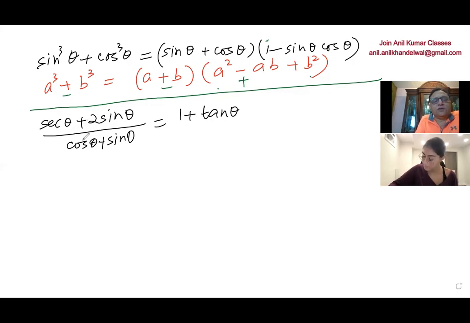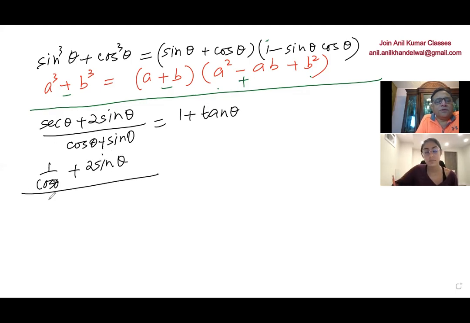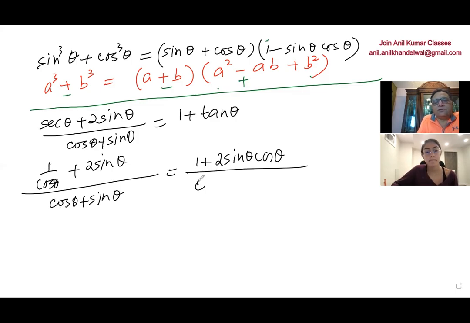So secant is 1 over cos. So I will write this as 1 over cos theta plus 2 sine theta over cos theta plus sine theta. Now when you multiply, it becomes 1 plus, taking a common denominator, 2 sine theta cos theta, right? Cos theta multiplies the denominator, so you get cos square theta plus cos theta sin theta.